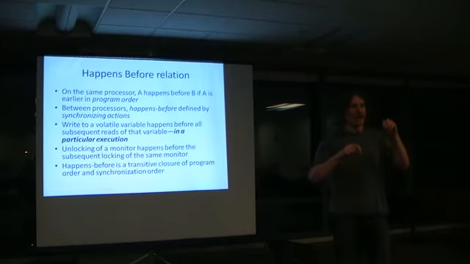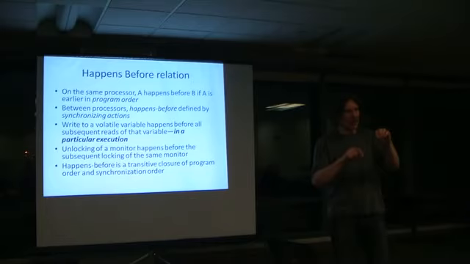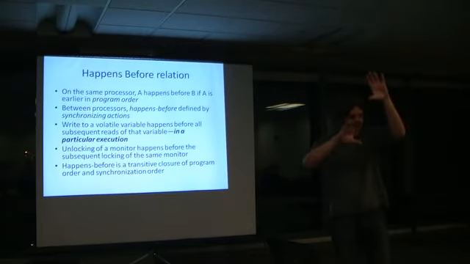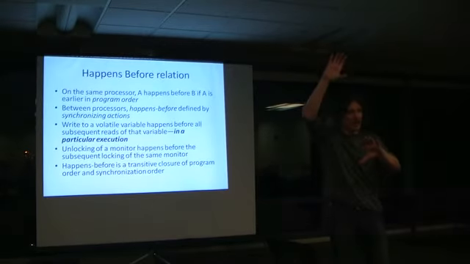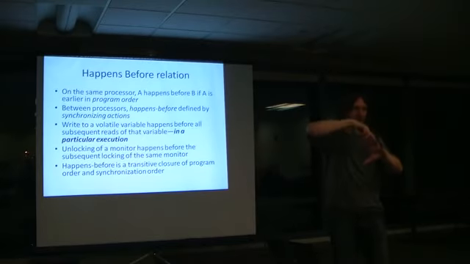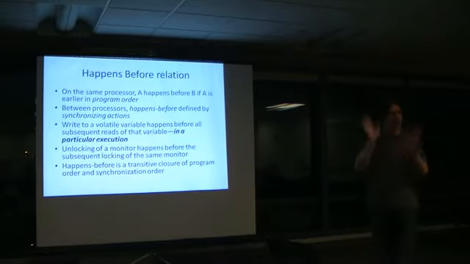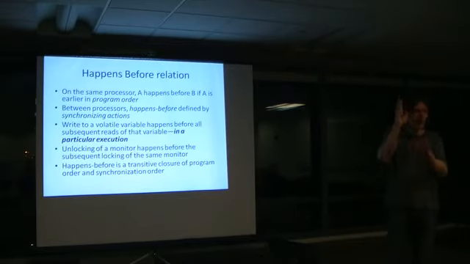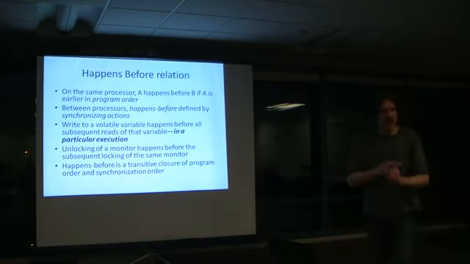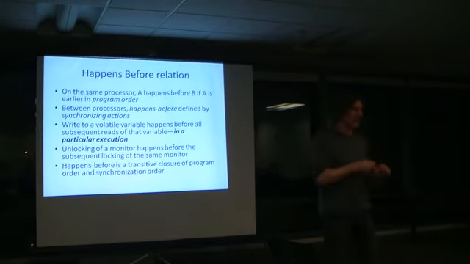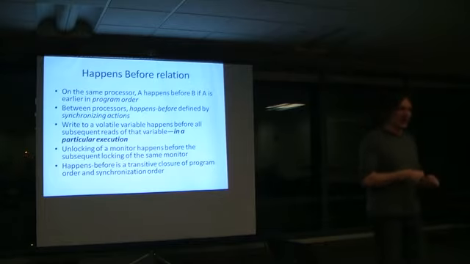Okay? And this is only true in a particular execution. So you can have another execution where these blocks are switched, right? And then the first one happens later than the second one, right? But for each possible execution, they are ordered one way or another. Okay? And the other synchronizing action is when you mark a variable as volatile.